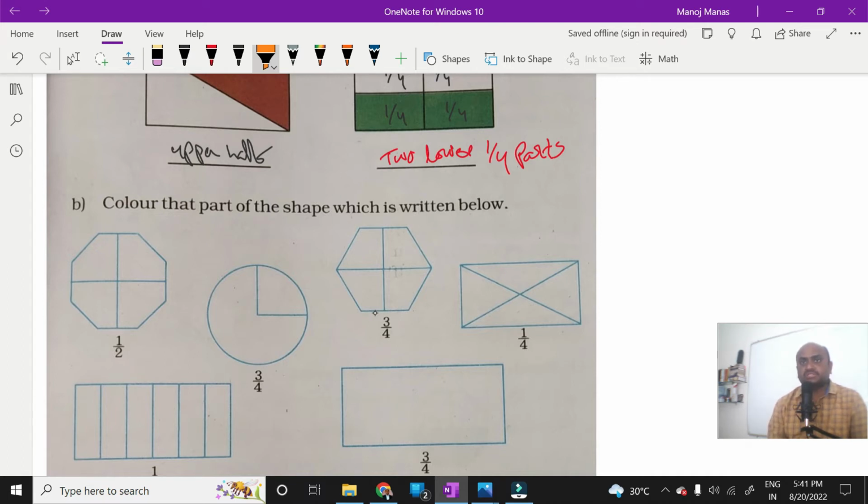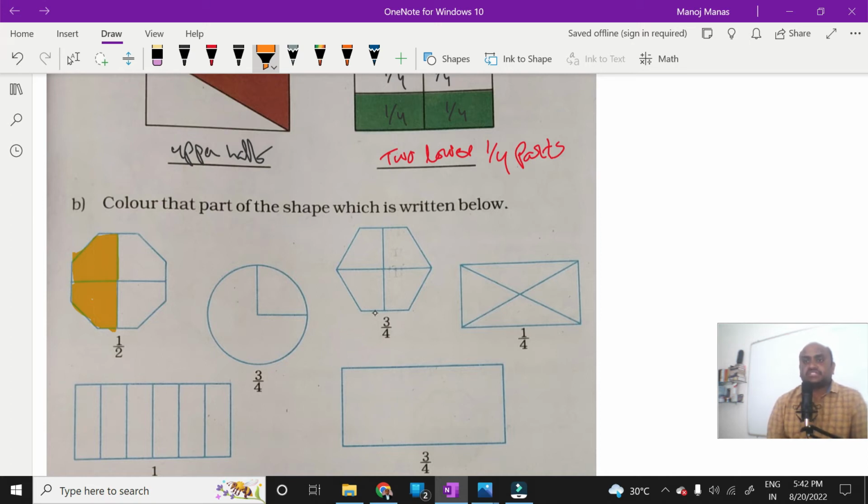I am choosing this and this. Choose that part of the shape which is written below. Half is written here, and I am coloring this part. This is the half of the shape. Like this you have to color it.